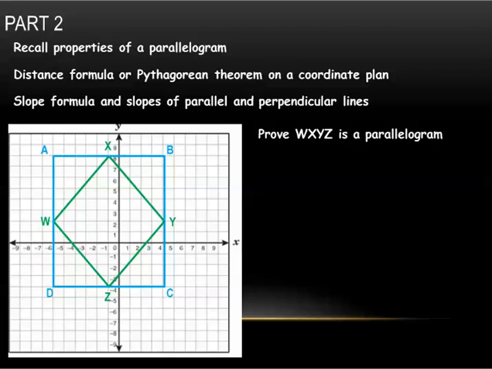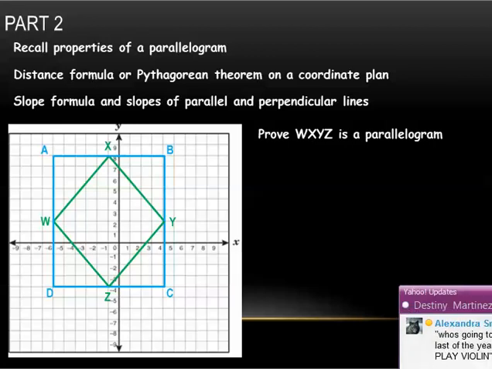Okay. The problem wants you to prove that this green figure is a parallelogram. And when you see the word prove or proof, you think you have to write a 2-column proof. But you don't in this one. They're just wanting you to use math to prove that it's a parallelogram. Now then, in order to do that, you've got to remember all the properties of a parallelogram, or have it marked in your book or in your notes so you can find it pretty easy. You're going to have to use the distance formula or the Pythagorean theorem on a coordinate plane, and as you know, I prefer to use the Pythagorean theorem.